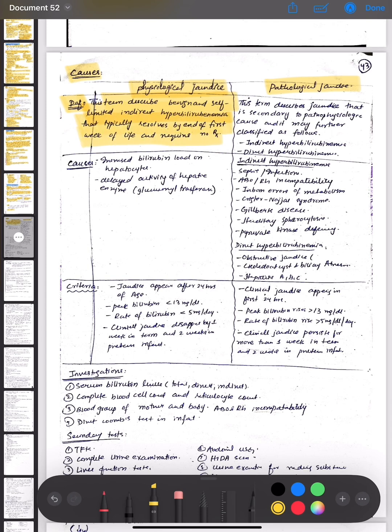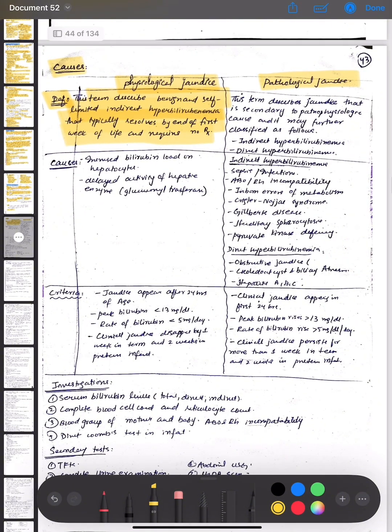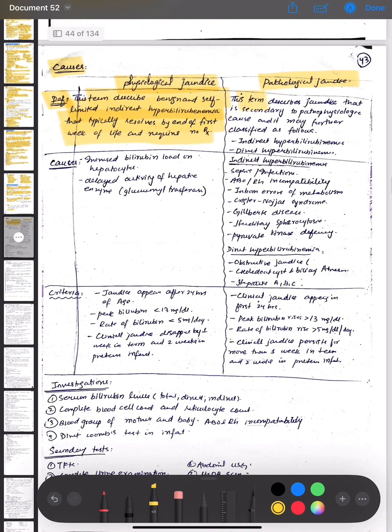Pathological jaundice: this term describes jaundice that is secondary to pathophysiologic causes, and it may be further classified as indirect hyperbilirubinemia and direct hyperbilirubinemia. The causes of physiological jaundice are increased bilirubin load on hepatocytes and delayed activity of the hepatic enzyme glucuronyl transferase. The pathological jaundice causes are indirect hyperbilirubinemia and direct hyperbilirubinemia.